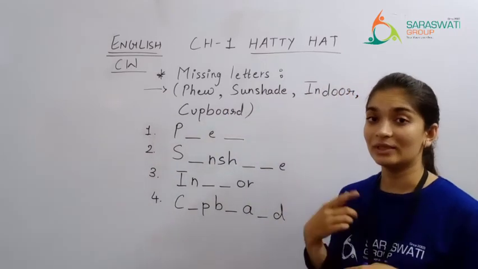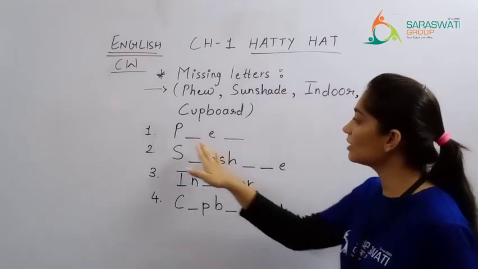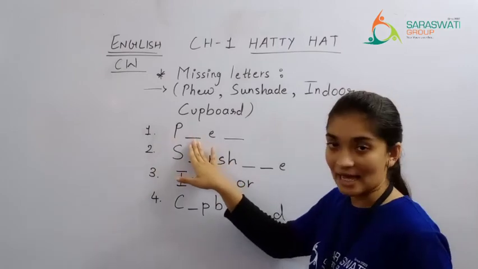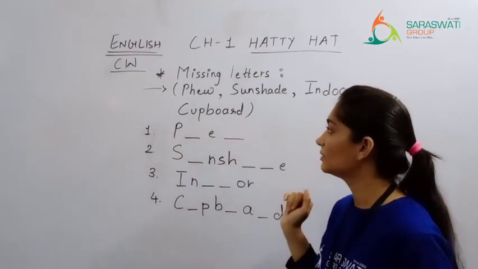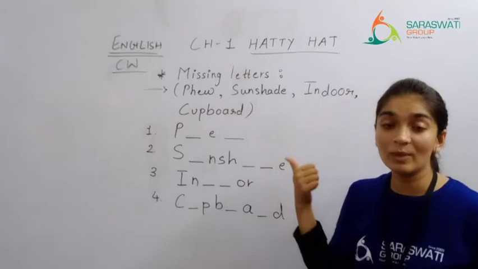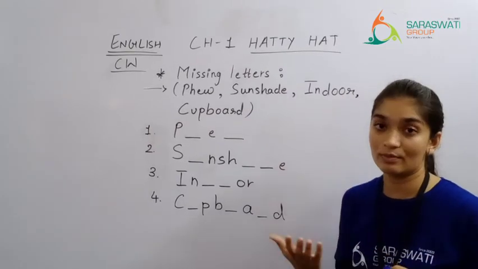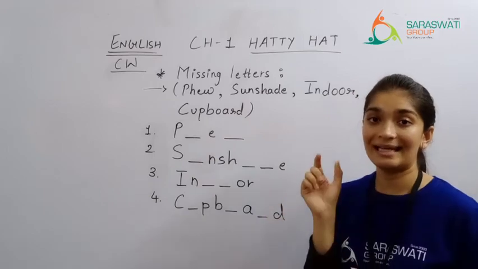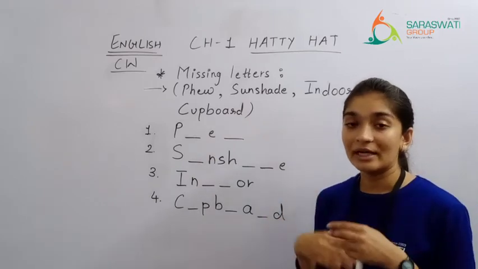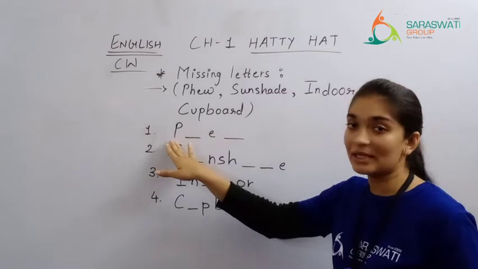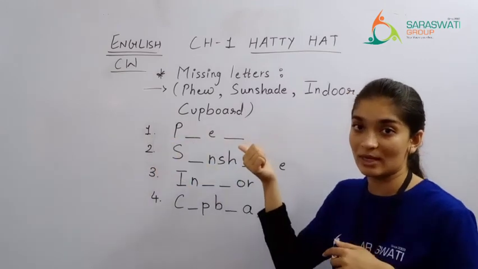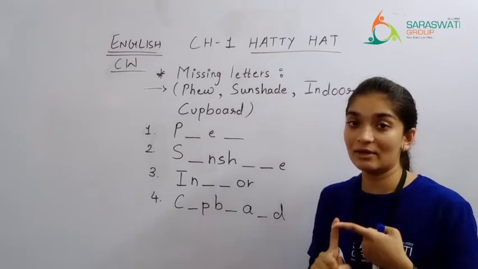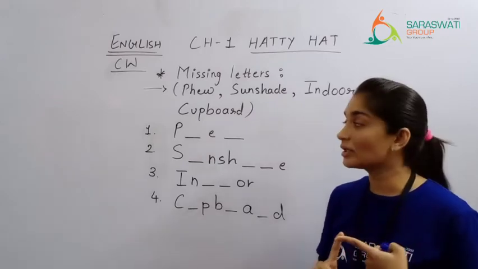So let's start with the first one. Okay. First one, it is given P dash E W. Now, from the above given words, what you are supposed to do is find out the word starting from letter P. The first letter of this is P, so from the given words above you have to find the word whose first letter is P.